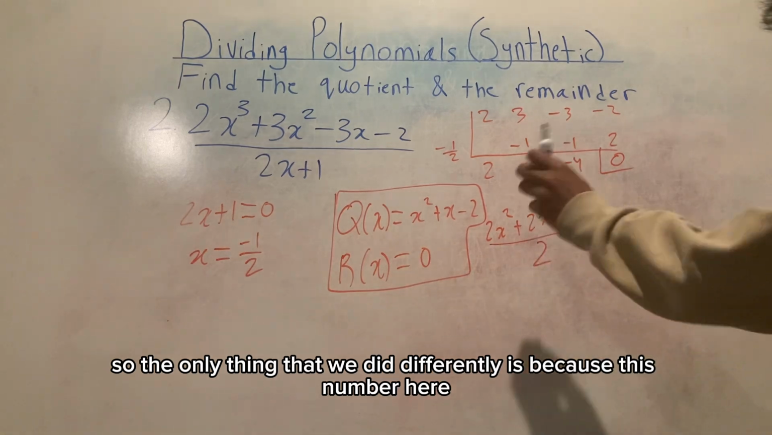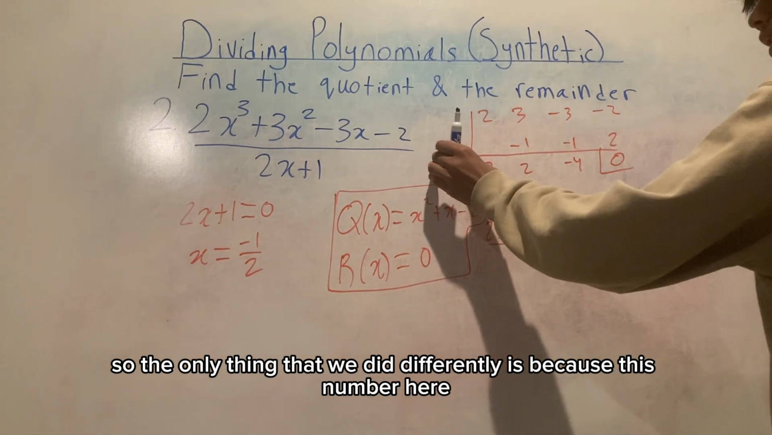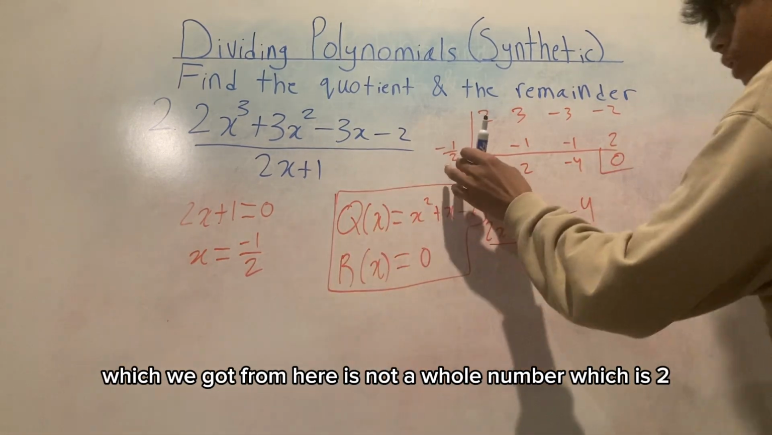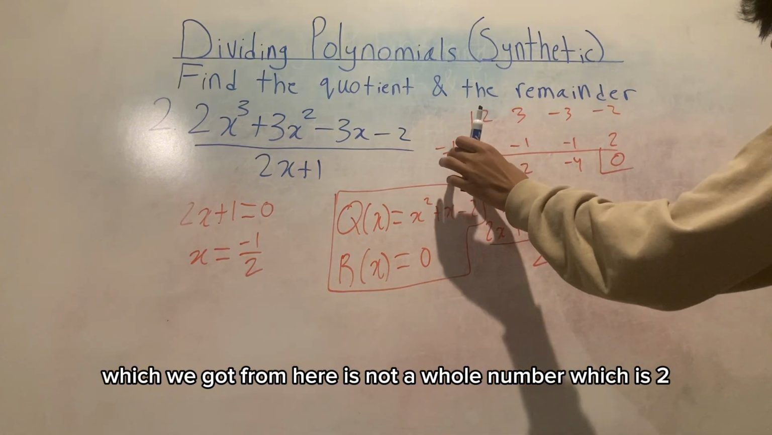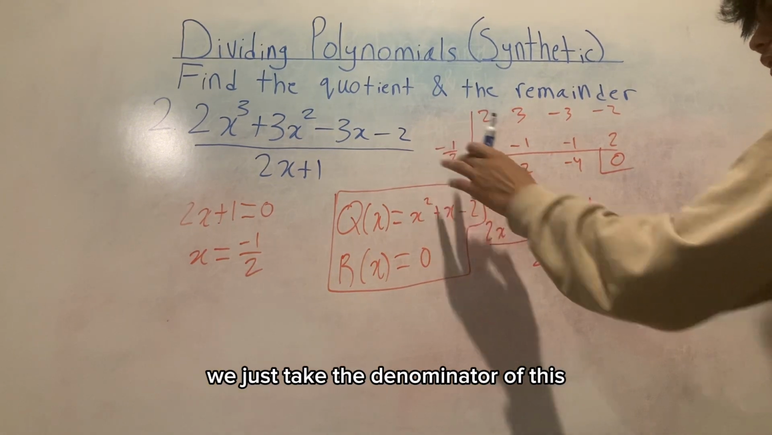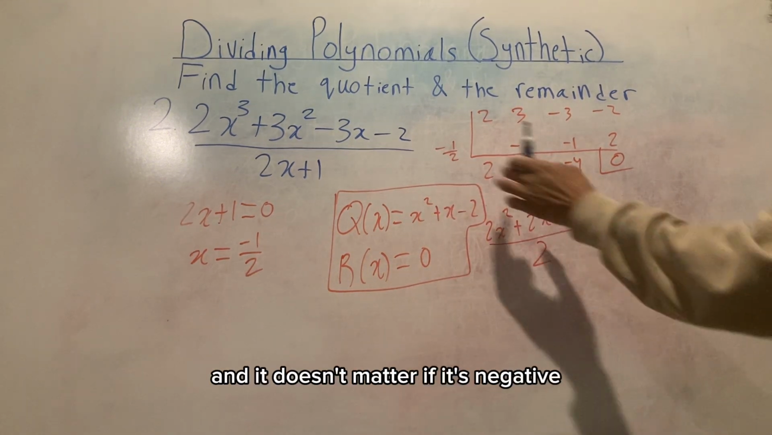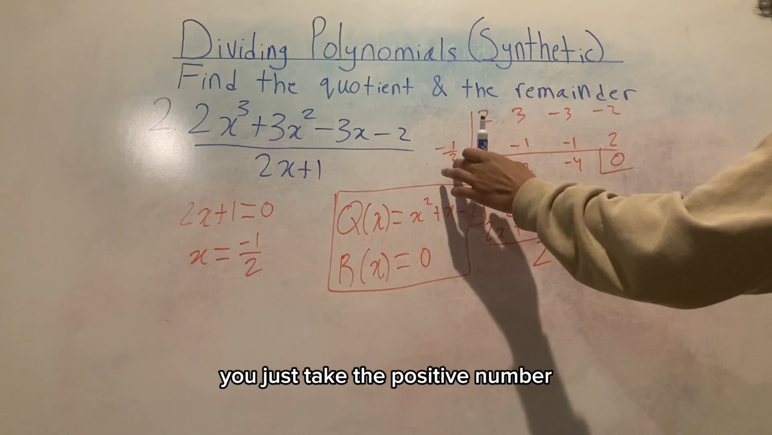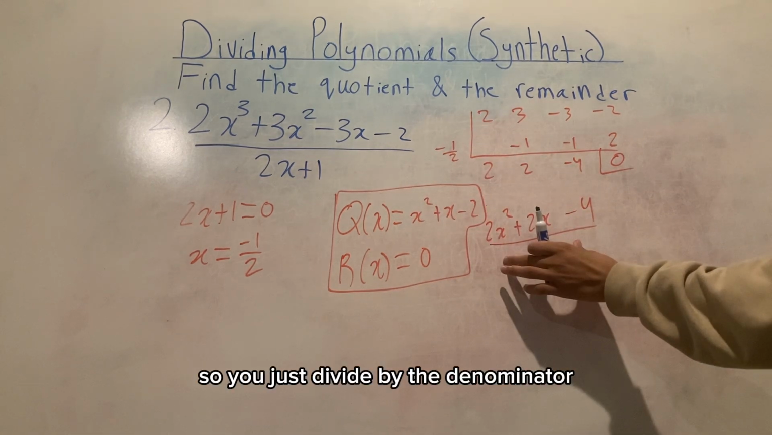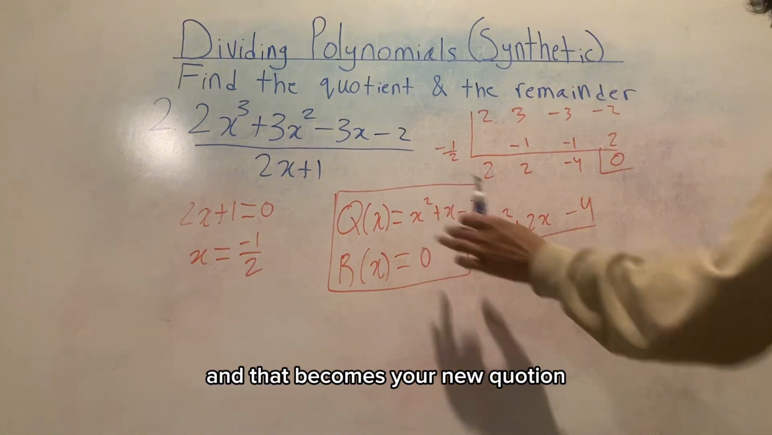The only thing that we did differently is because this number here, which we got from here, is not a whole number, which is 2, we just take the denominator and divide the entire thing by it. And it doesn't matter if it's negative, you just take the positive number. So you just divide by the denominator and that becomes your new quotient.